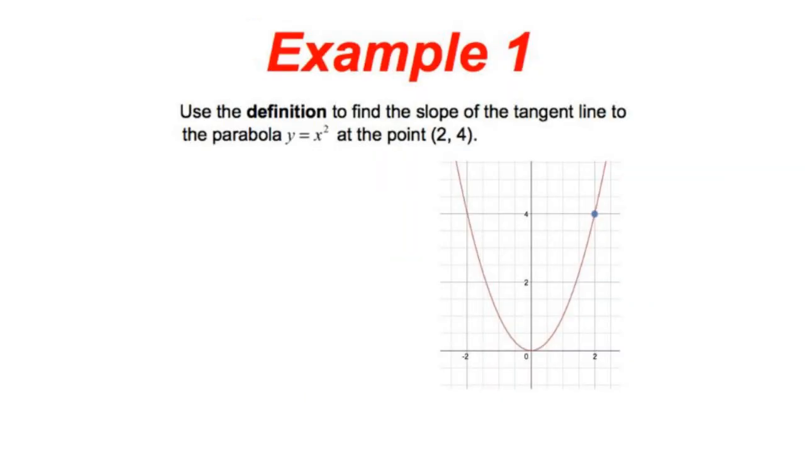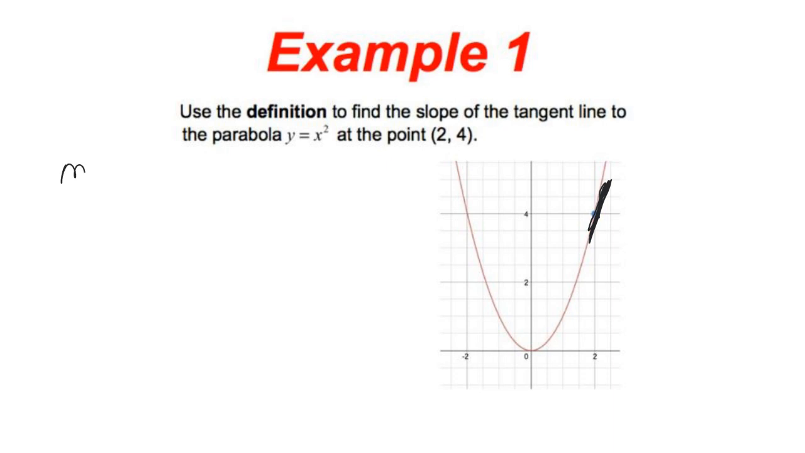So they're asking us to use the definition to find the slope of the tangent line to the parabola y equals x squared at the point 2, 4. And that's that blue point that you see right there. So if we drew a tangent line hitting that point, they want to know what the slope of that line is.